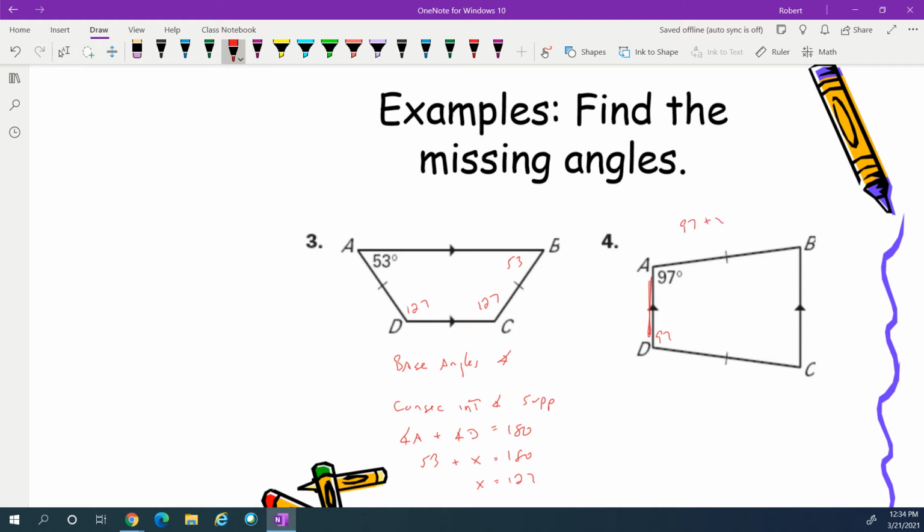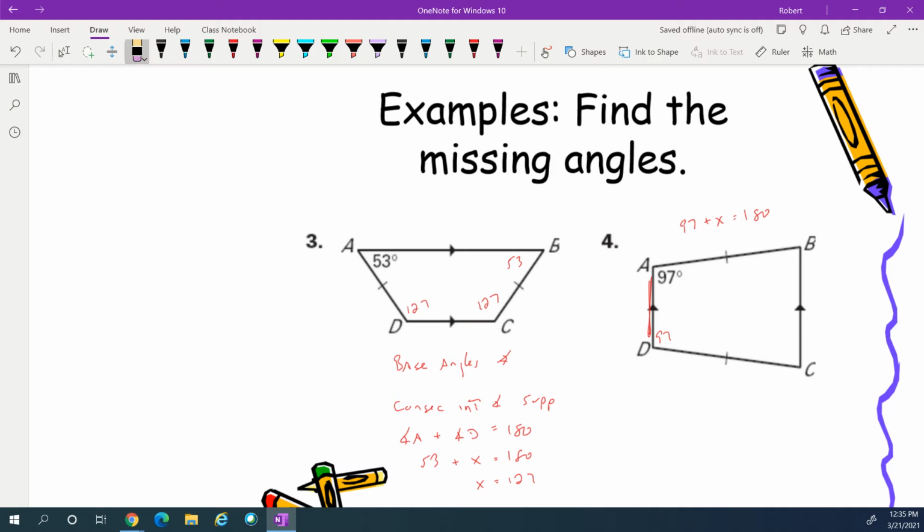Along the leg, we have consecutive interior angles that are supplementary. I'm sorry, not 103. I don't know what I was thinking there. 180. I'm having issues today. I've got to think a little slower. I've got to wake up.